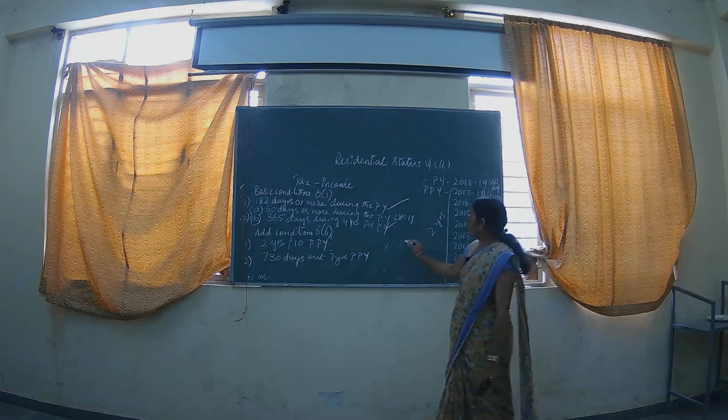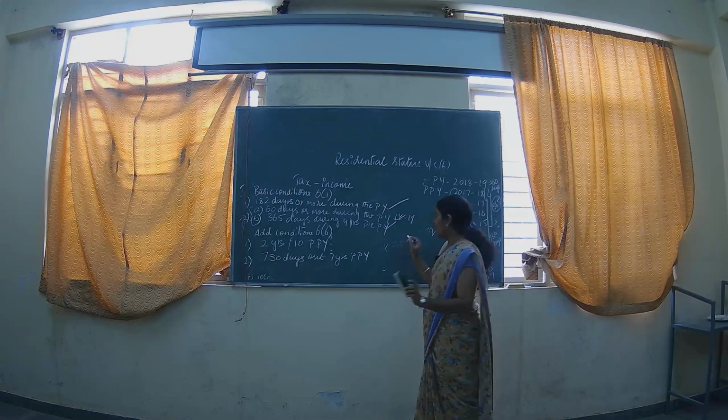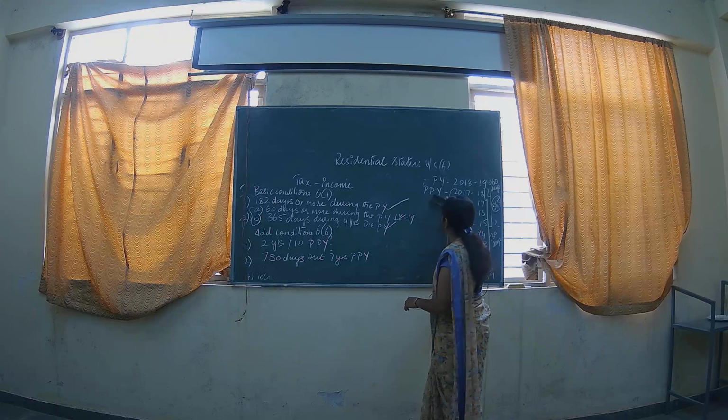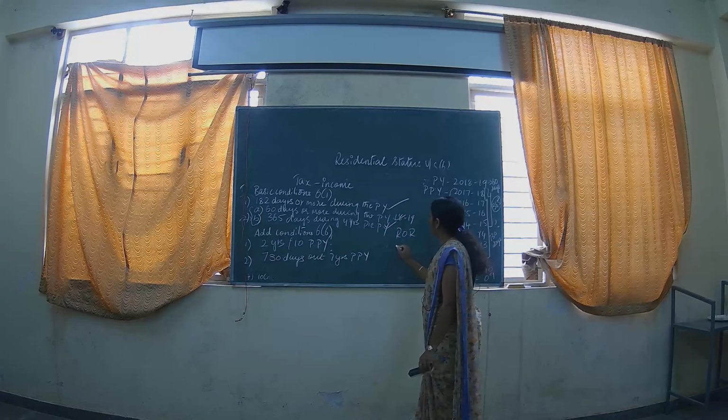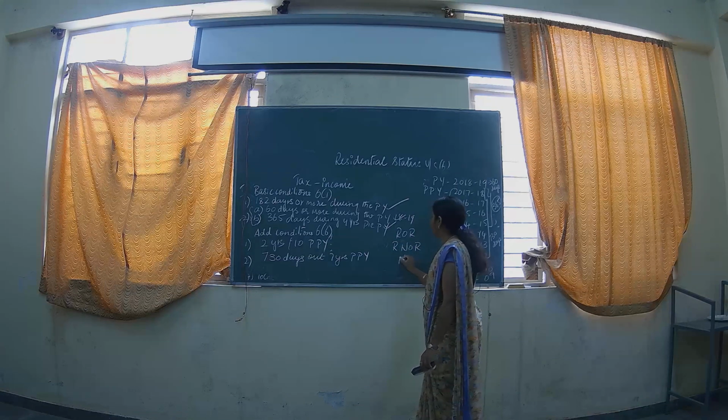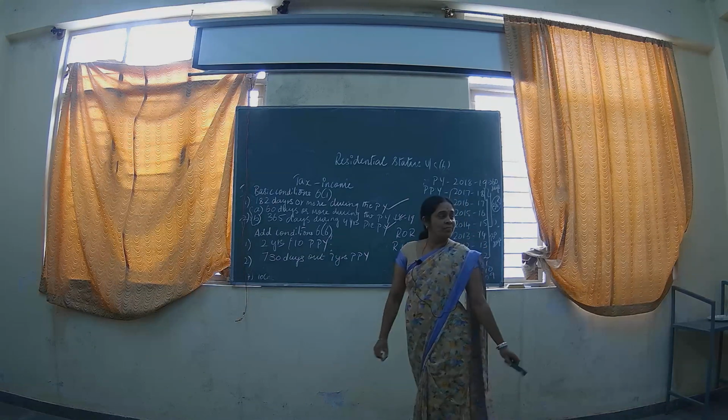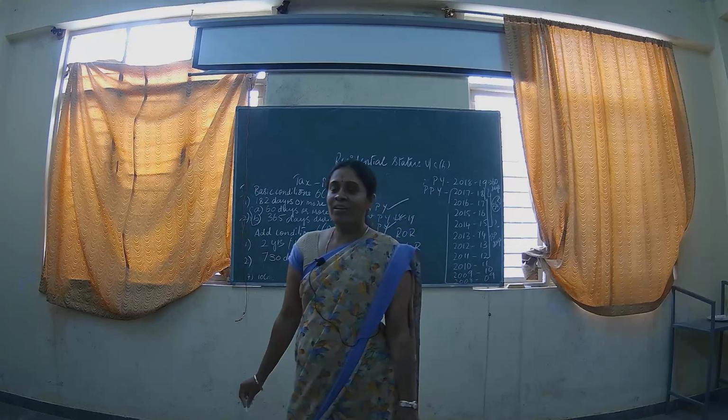Is it clear? So in total, residential status can be classified into three: R, NOR and R, NR. Is it clear?